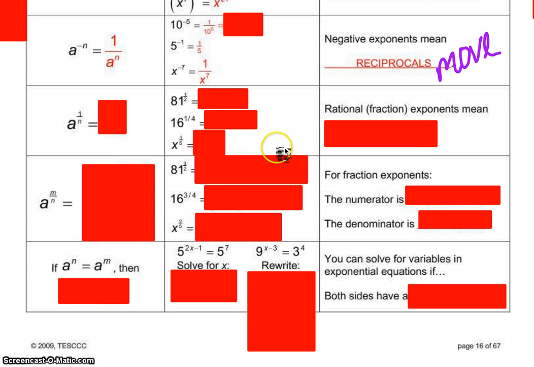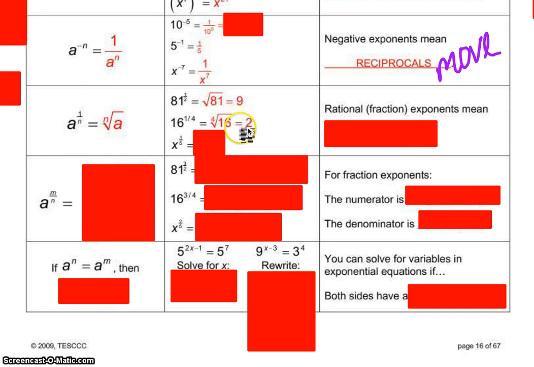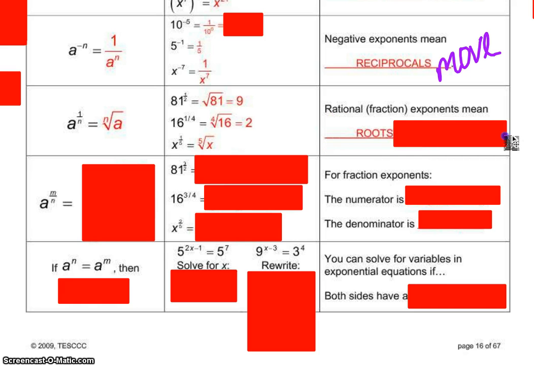So here's a new one. If we have a fraction for our exponent, a to the 1 over n, this becomes the nth root of a. So the denominator of that fraction is your root. 81 to the 1/2 is the square root of 81, which is 9. 16 to the 1/4 is the 4th root of 16, which is 2. X to the 1/5 is the 5th root of x. So a rational or fraction exponent means that you're going to have roots.